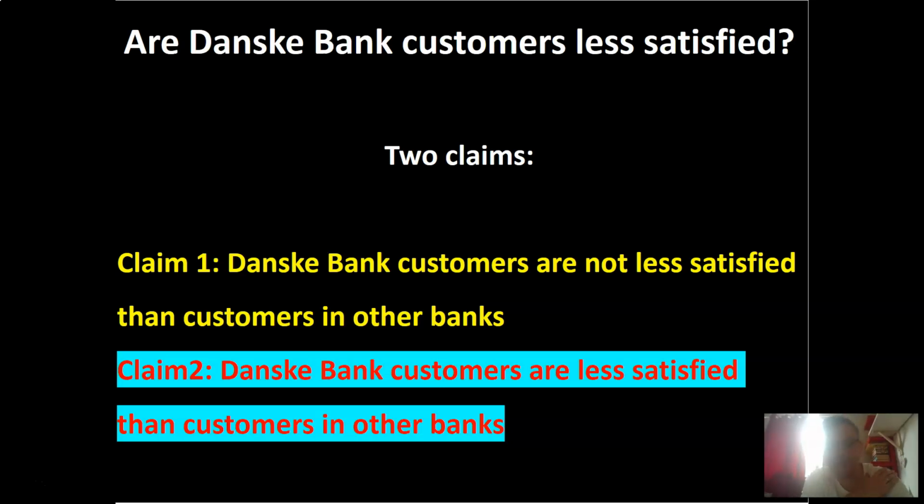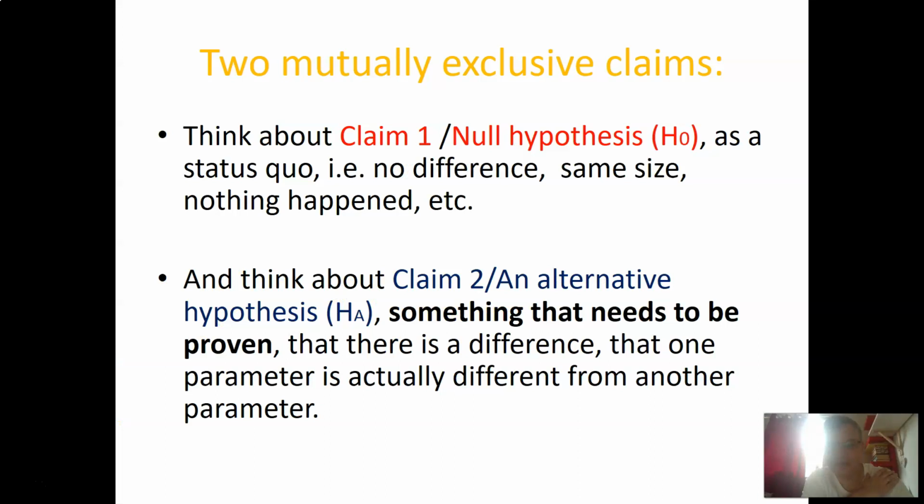But we need to state it more precisely with inequality signs. So think about claim 1 as a null hypothesis, a status quo where there is no difference, nothing happened, same size, whatever you are studying. Claim 2 is something that needs to be proven, that there is a difference, that one parameter is actually different from another parameter. Let's say the mean value is lower or larger or different from some number.